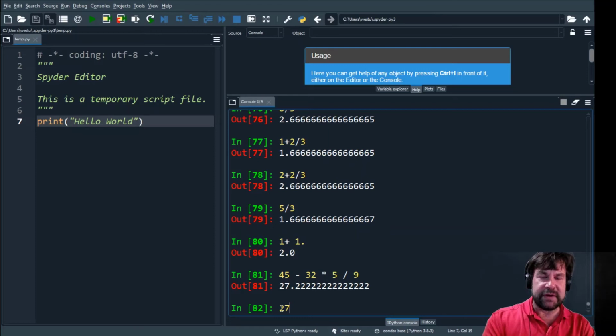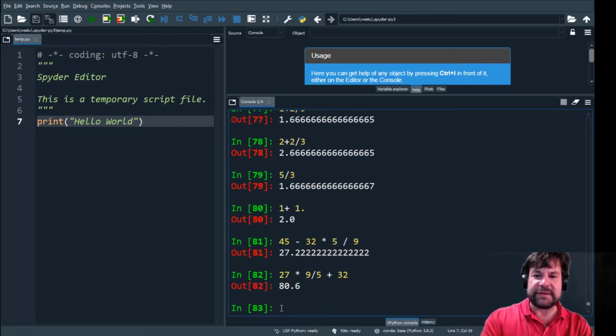If we take 27 degrees Celsius and multiply that by 9/5 and then add 32, well, that's actually an 80.6 degree day. So these two numbers don't really match, right? 45 is not 80.6. And the reason we're having a problem here is because the computer has some very fixed rules for how it evaluates an expression like this.